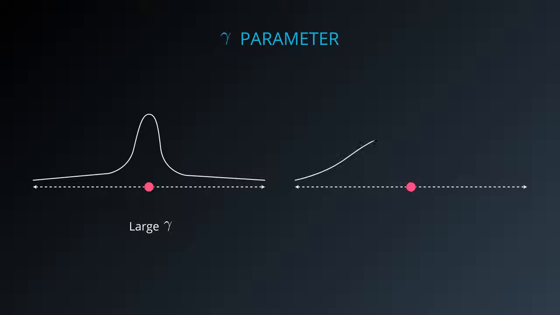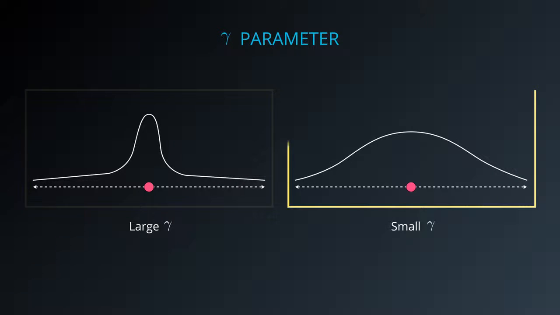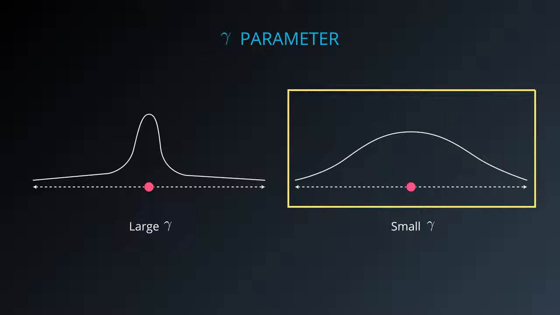Now note that we can decide what radial basis functions to use. We can use some very wide ones or some very narrow ones. How do we decide? Well, this is a hyperparameter that we tune during training, and it is called the gamma parameter. And in a nutshell, a large gamma will give us a narrow curve like the one on the left, and a small gamma will give us a wide curve like this one on the right.